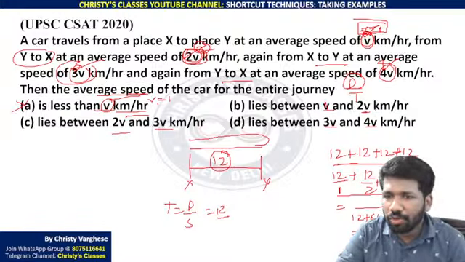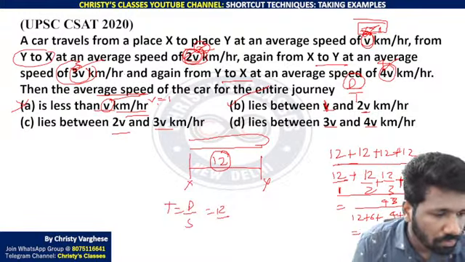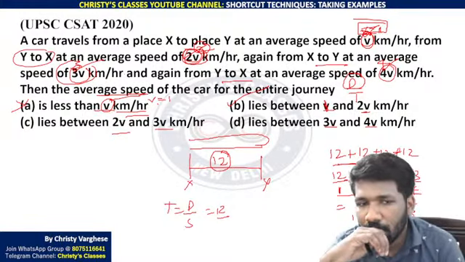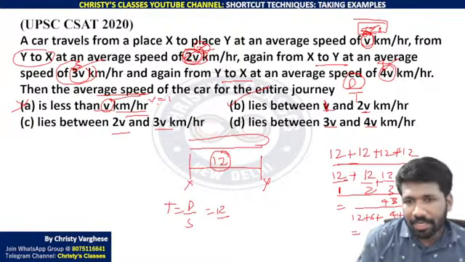Between 1v and 2v, that is 1 and 2, v we have taken 1. So 1 and 2, yeah, 1.92 is clearly between 1 and 2. So option B is the correct answer.